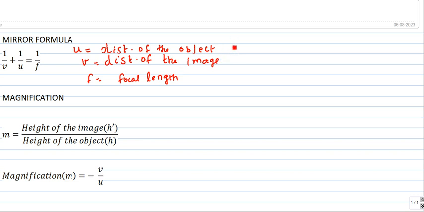So when we say distance of the object, we just saw this object distance should be measured from the pole. Again the image distance is measured from the pole, and the focal length we know is the distance between pole and the principal focus. So these three values are related by the mirror formula.